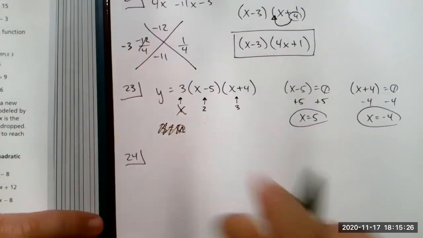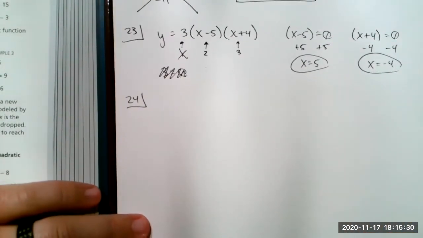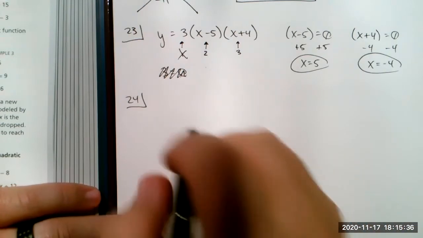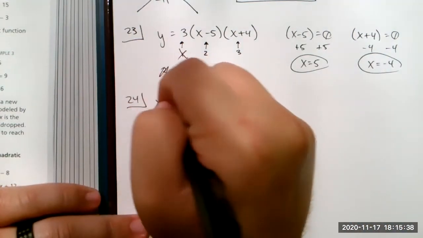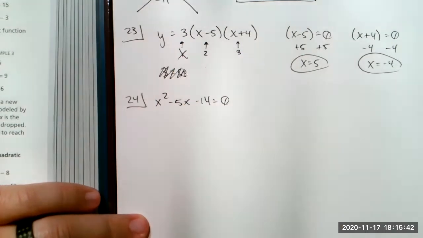24. Now we're doing quadratic equations. So exactly what we just did at the beginning, but now we're actually solving. We're going to get x equals this and x equals that. So x squared minus 5x minus 14 equals 0.